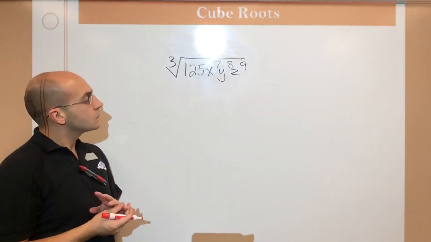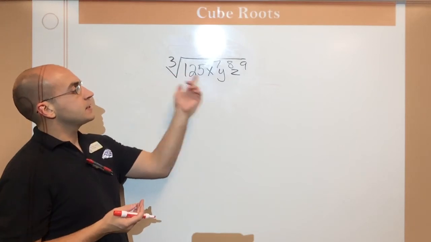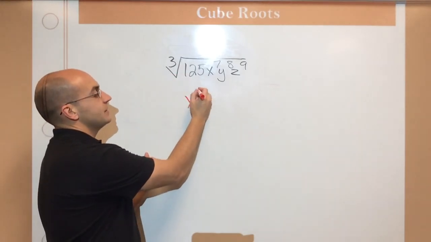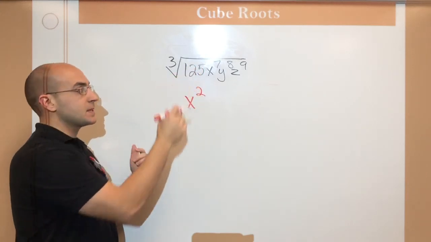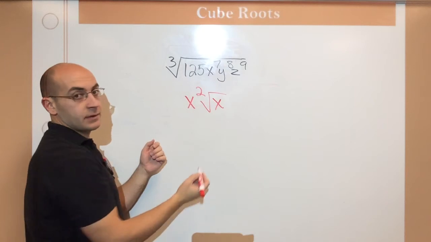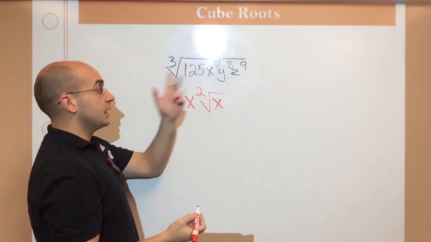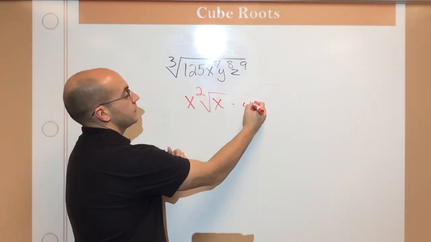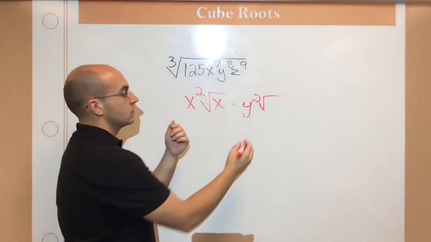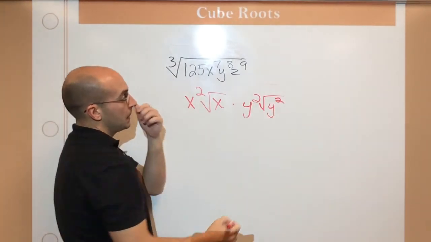So let's break down what we know. How many sets of 3 x's can come out of there? 2, right? So I have to write that as a 2, a square up top. And what's going to be left? Well, if 2 come out, 1's left, right? Y to the 8th. Again, 2 can come out, right? So y to the 2nd. But what's left? 2, right? So then I have to write that as a square.